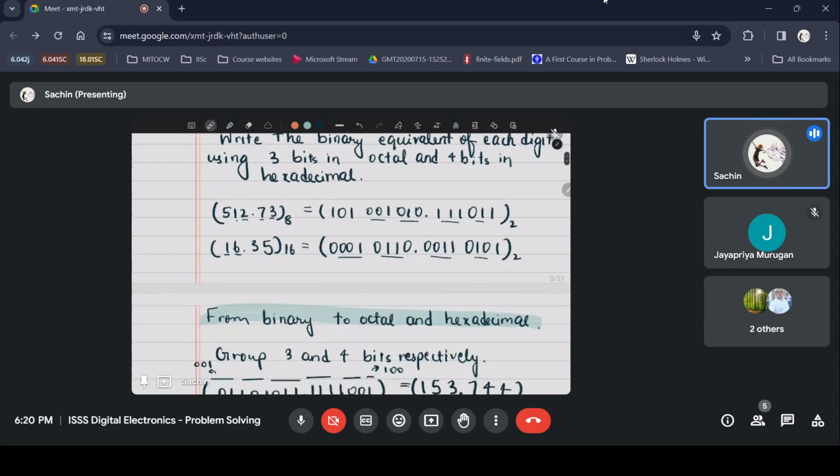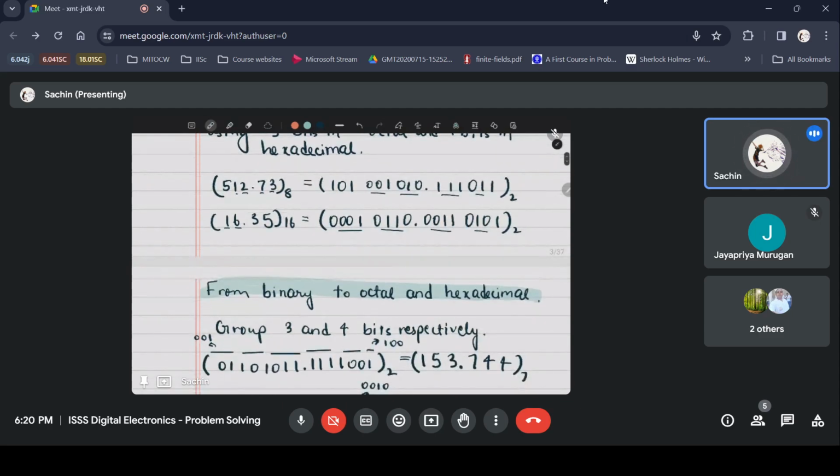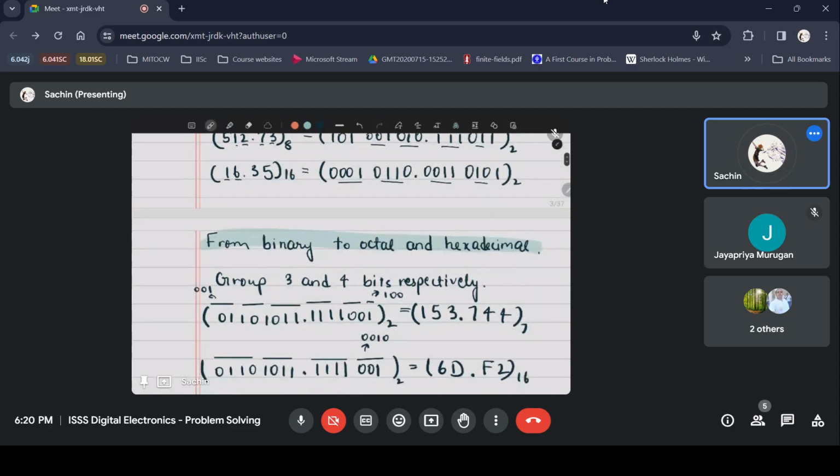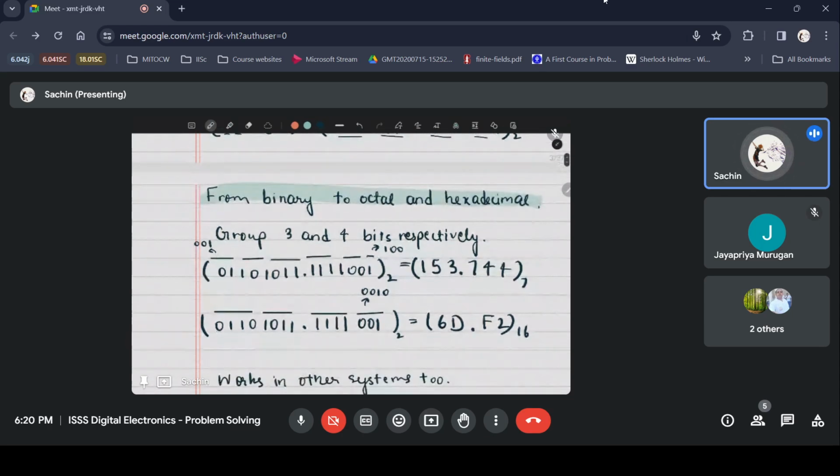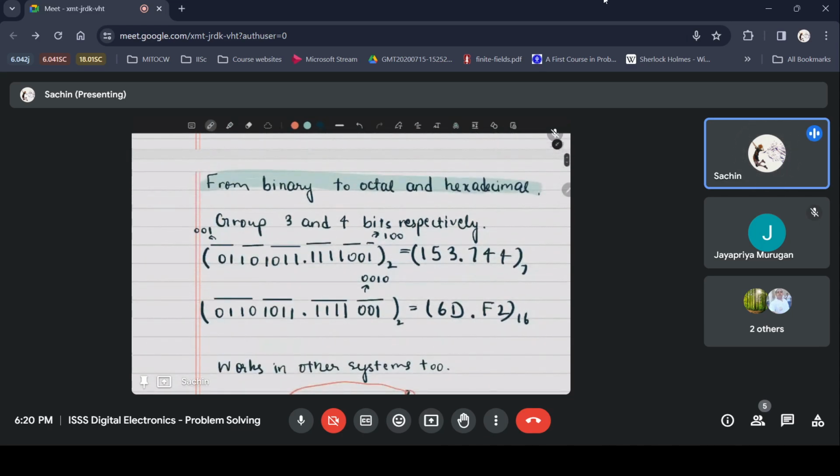If you want to convert from binary to octal and hexadecimal, you carry out the reverse process. For the integer part, go from right to left. Here I have written a binary number, and if you want to convert it into octal, after the integer part you have the radix point. You group 3 bits at a time. So 011, that's 3 bits. 101, that's 3 bits.